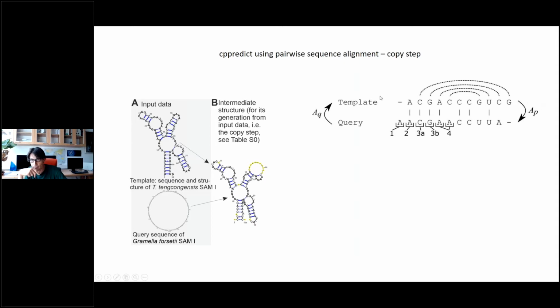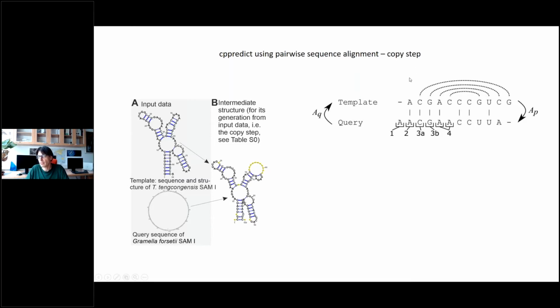This is the sequence of the template RNA, which is aligned to the sequence of the query RNA, and the alignment is shown with these vertical lines. The secondary structure of the template is shown here with these base pairs, and these base pairs are copied according to the aligned nucleotides onto the query sequence.